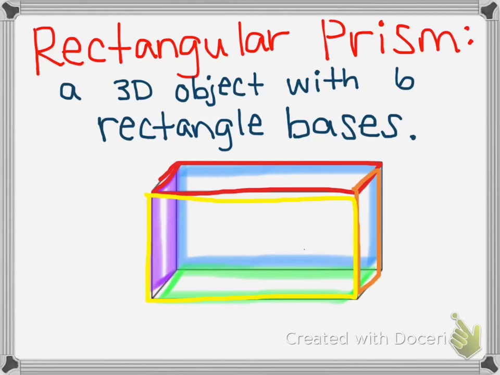Batman should have said, find the volume of a rectangular prism. A rectangular prism is a 3D object with 6 rectangle bases or sides. I colored each base a different color. Count how many bases there are on this shape. There are 6 rectangular bases, so this is definitely a rectangular prism.